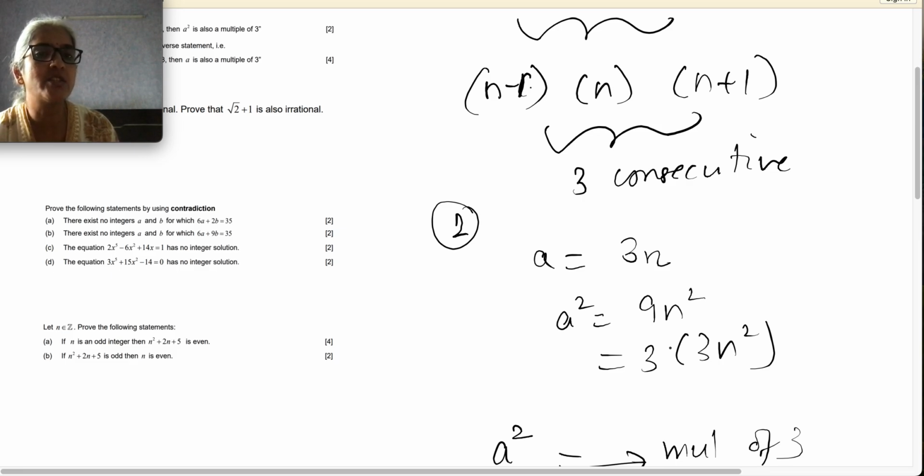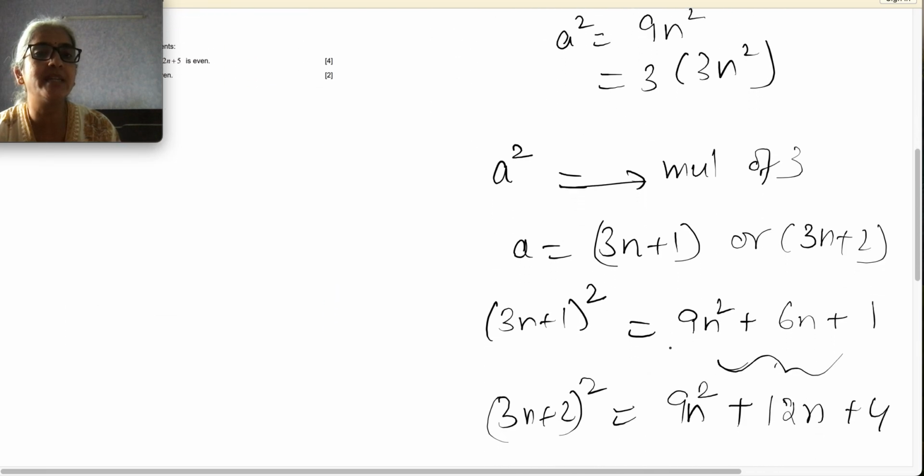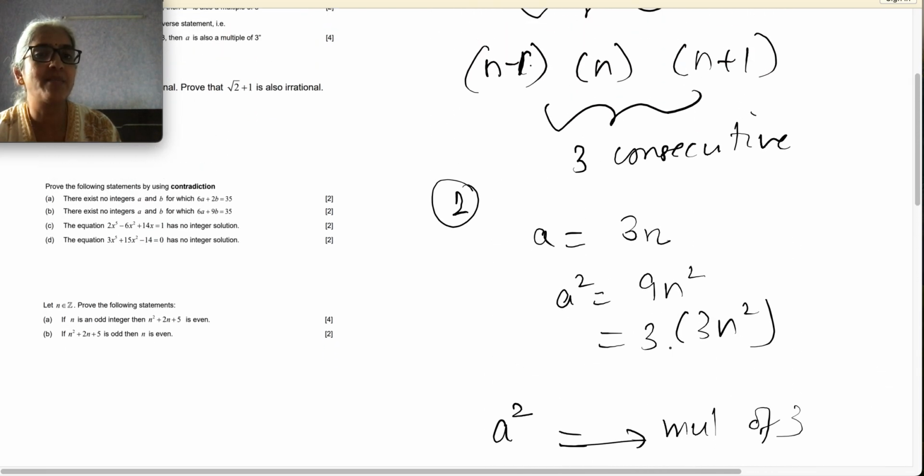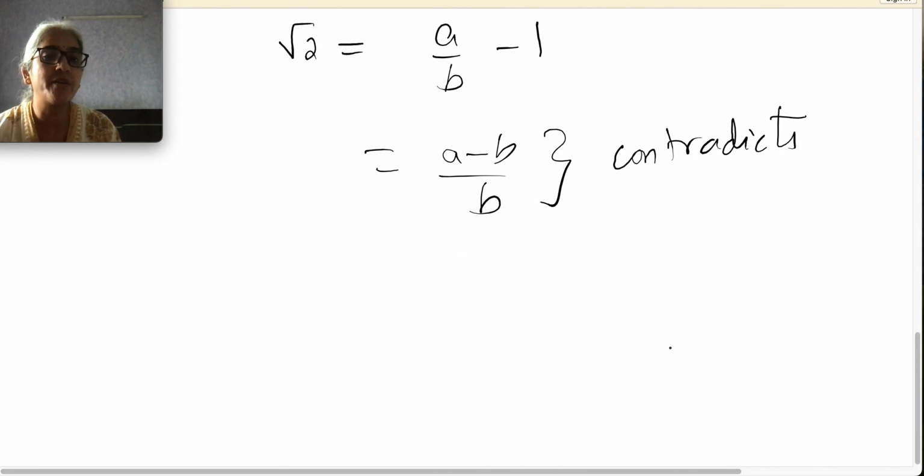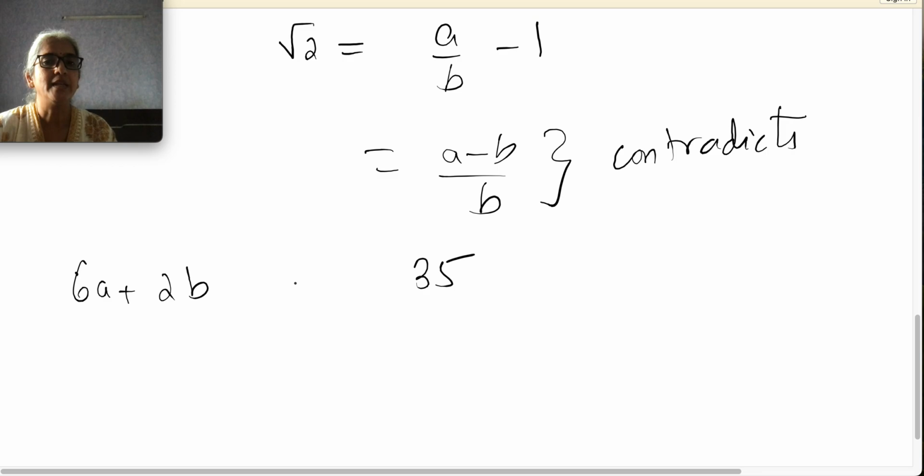Again the question says use contradiction to say that there exists no integers a and b where 6a plus 2b is 35 and 6a plus 9b is 35. No such integers can exist, and we prove it by contradiction. So I am assuming that 6a plus 2b is equal to 35 has integer solutions.